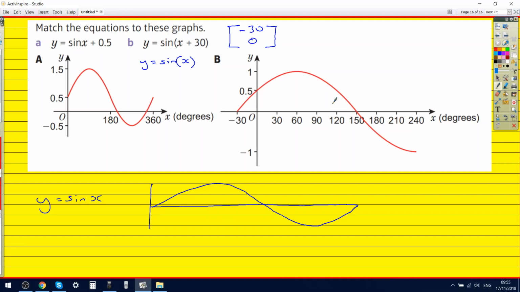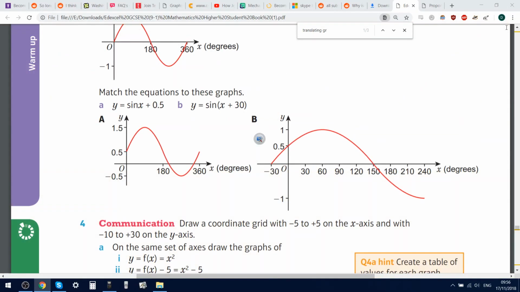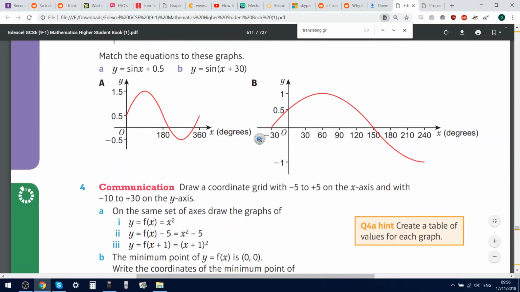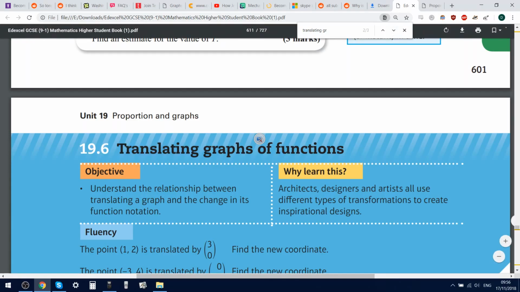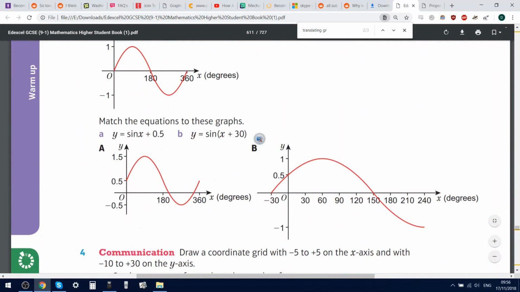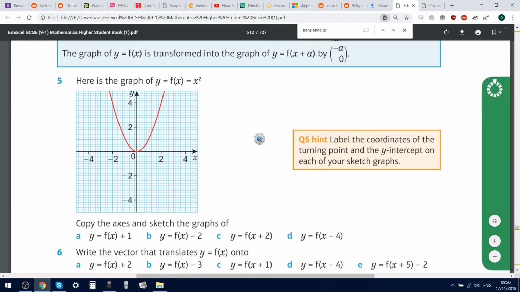So the graph of y equals sine x is the one I drew. Which one is that graph but 30 to the left? Is it A? No, this one, B. You can see it's been moved 30 to the left. Oh, right, yeah. This book is not good for this, but anyway, I'll have to make a lesson for it next time. I just want to see if they have some questions that are a bit less strange.